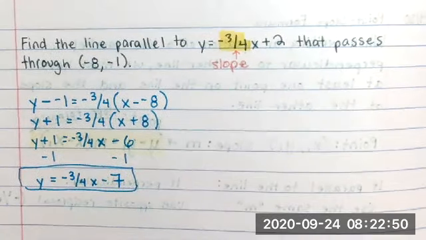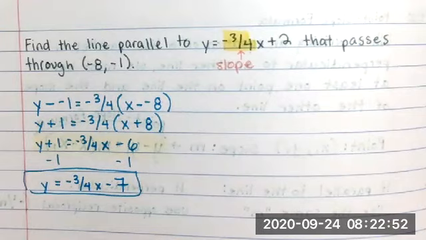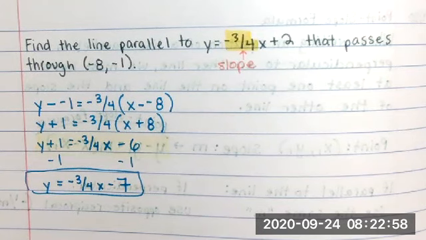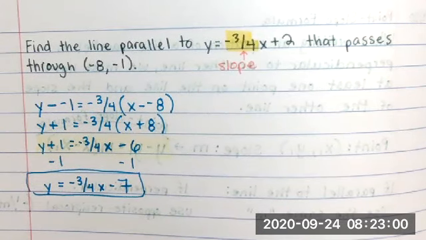So parallel lines continue to be very kind to us. We don't have to fret too much about them because we just use the exact same slope. We don't have to fuss with it at all. So what if we're dealing with a perpendicular line?